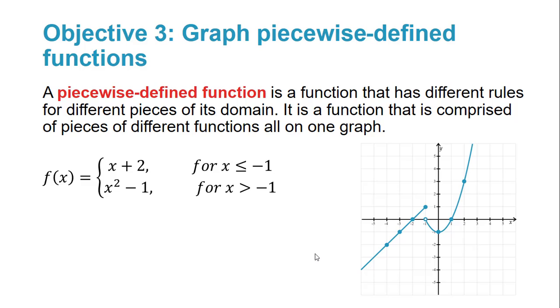I have an example on the screen that is written like this. We read it as f of x is equal to, and then we have a big bracket, x plus 2 for x is less than or equal to -1, and x squared minus 1 for x is greater than -1. So notice that between x is less than or equal to -1 and x is greater than -1, that domain is all real numbers.